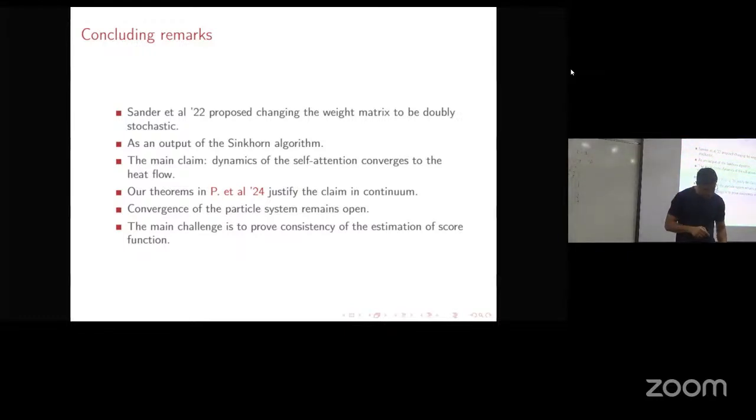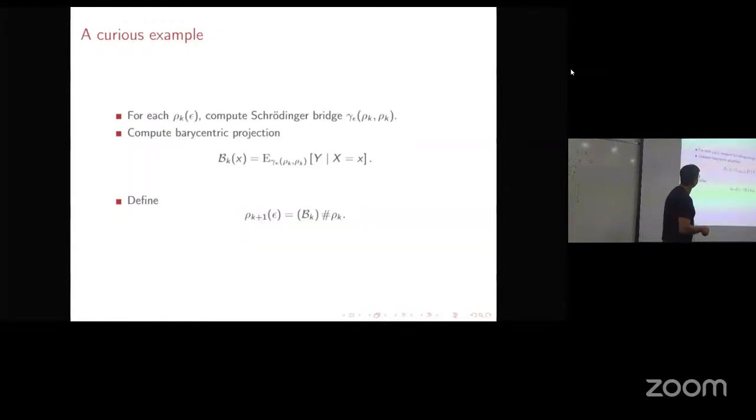If you want to prove that part of the paper, you have to prove that there is some consistency of the estimation of the score function, which we don't know yet. We don't know how to prove such a thing. All right, so this is the challenge I asked.